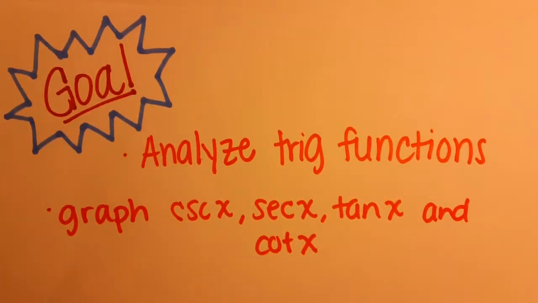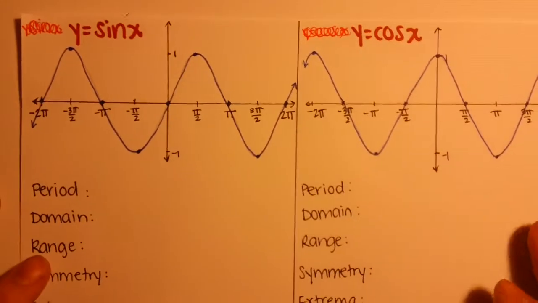Our goal for today is to analyze trig functions. We're going to graph cosecant of x, secant of x, tangent of x, and cotangent of x. So first we're going to look at our sine of x and our cosine of x.